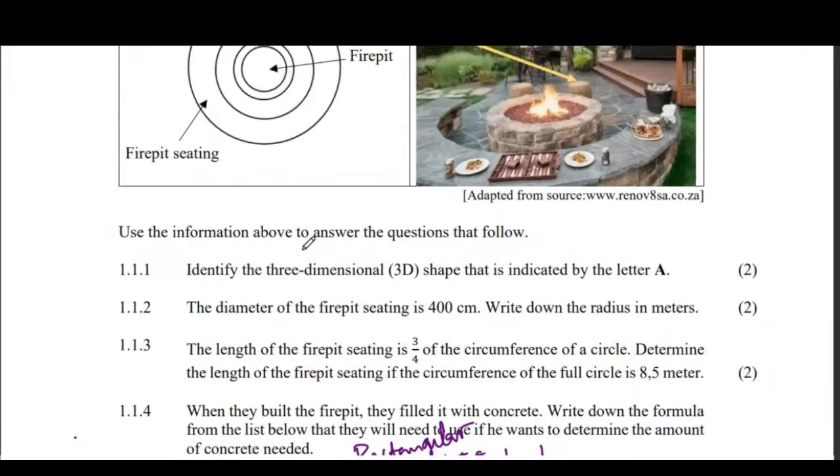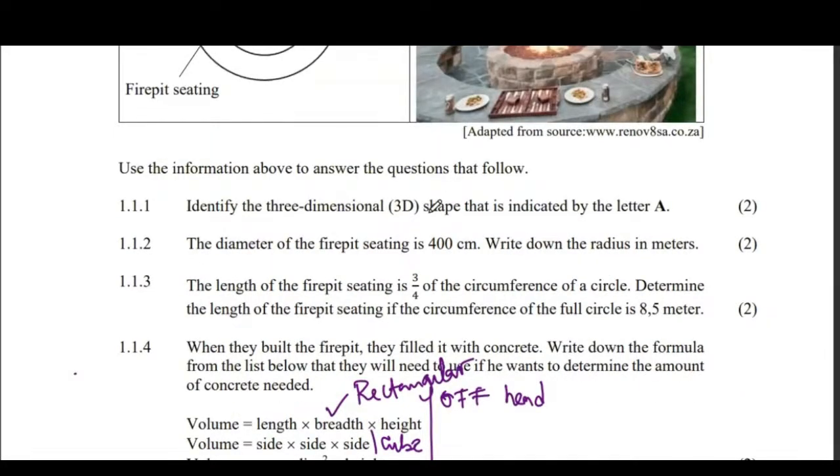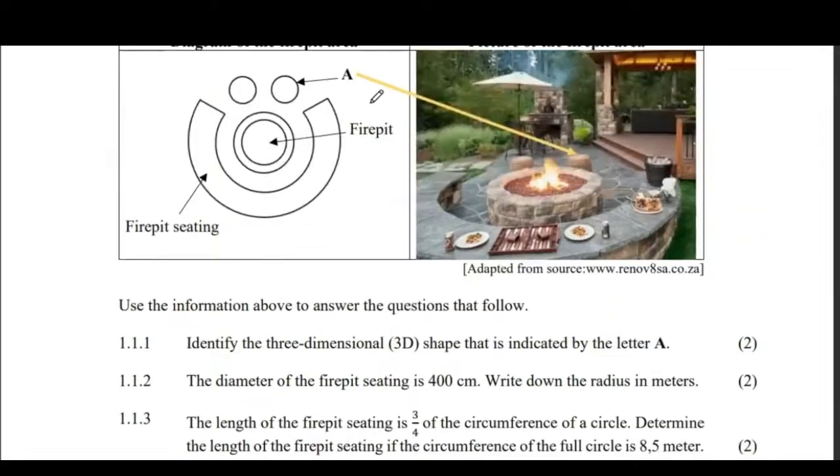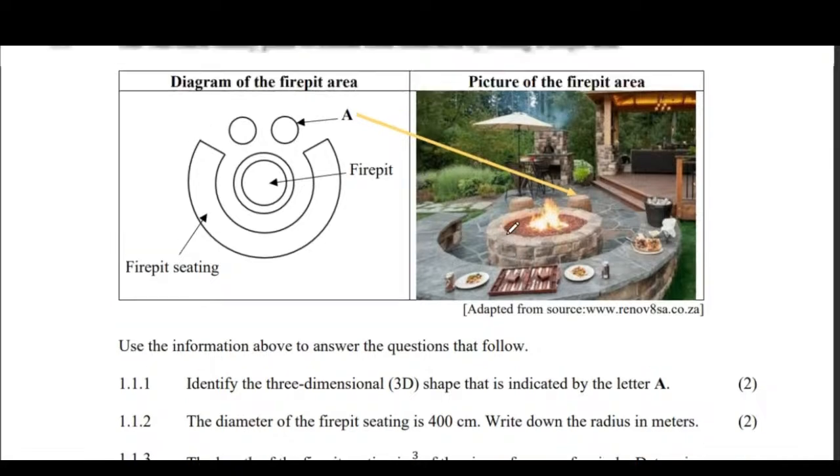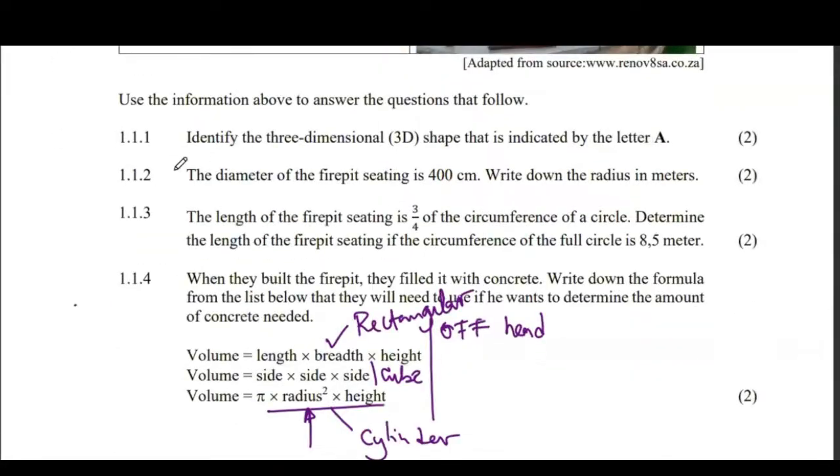Look at this here. They're asking identify the 3-dimension, which is 3D shaped, that is indicated by A. When you look here, you see A. These were these seats. All right. The round seats, the diameter of a page is this much. Now, listen. You see like this. These are simple. The diameter is in centimeters. Take note of that. They want the answer in meters, and they want the radius.